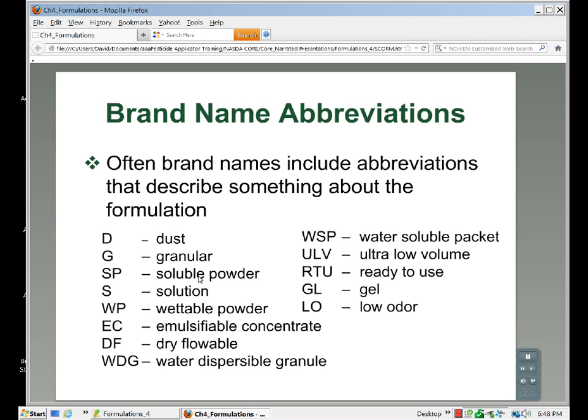ULV is ultra-low volume, and it may or may not be mixed with water. RTU is ready to use as is. There are many different abbreviations, even GL for gels and LO for low odor.